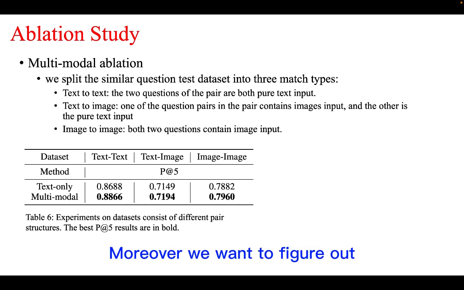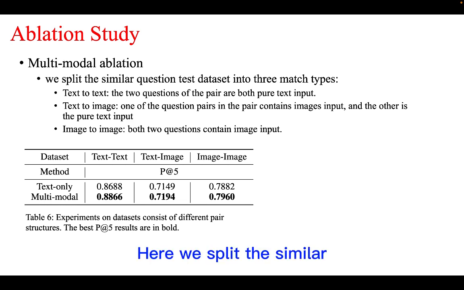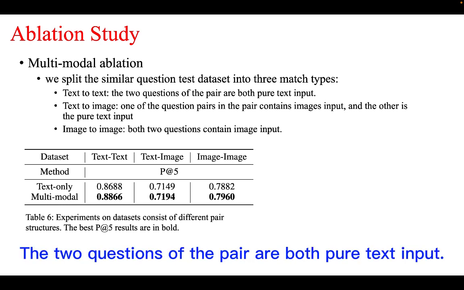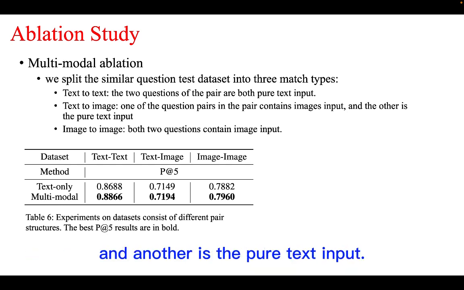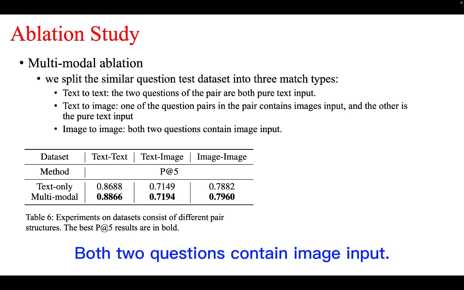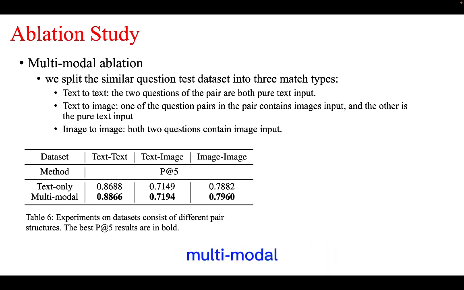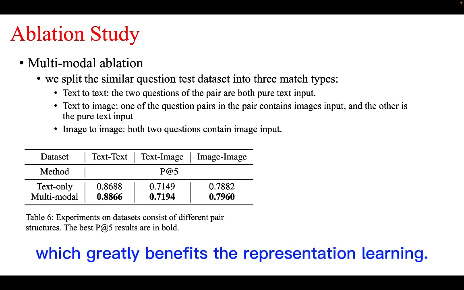Moreover, we want to figure out the advantages of our multimodal TQNet compared to previous single-modal networks. Here, we split the similar test question dataset into three match types. First, text-to-text: the two questions of the pair are both pure text input. Second, text-to-image: one question in the pair contains image input and the other is pure text input. Third, image-to-image: both questions contain image input. The results shown in Table 6 indicate that our multimodal contrastive learning helps to learn better representations of questions. Thus, we conclude that the visual content is necessary and greatly benefits the representation learning.